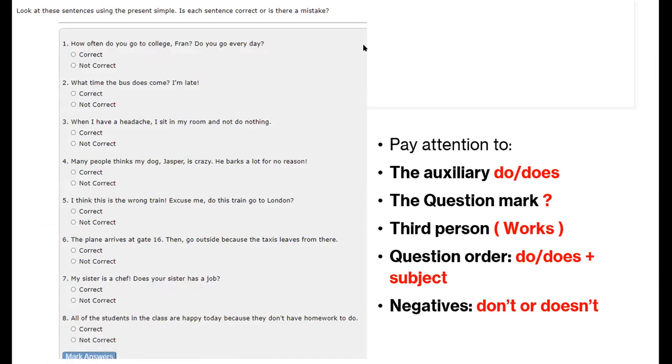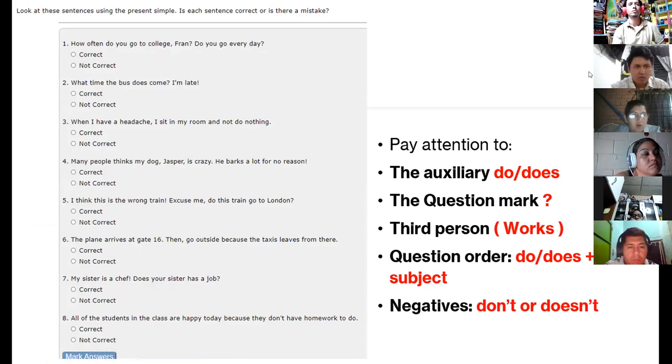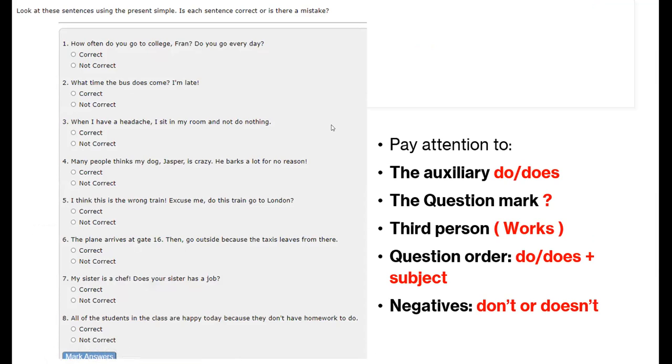So the last thing that we covered yesterday was this, how to know when a sentence or a statement or a question is correct or not correct. ¿Cómo sabe usted que un enunciado, una oración o lo que usted, como lo quiera llamar, está correcto o está incorrecto?